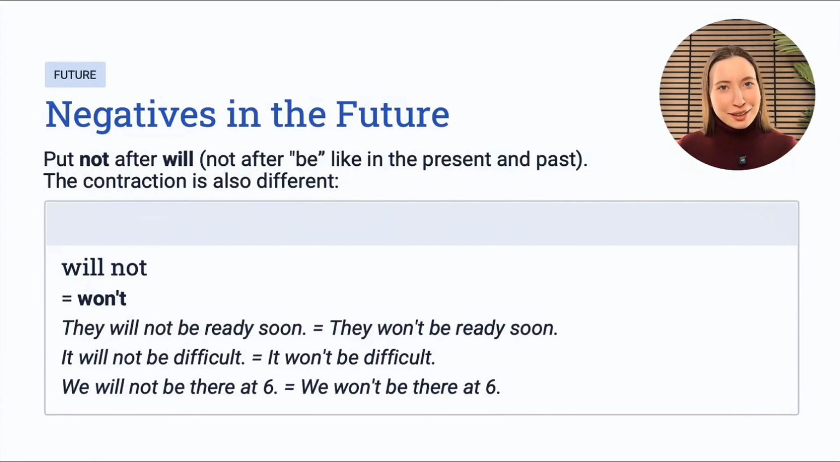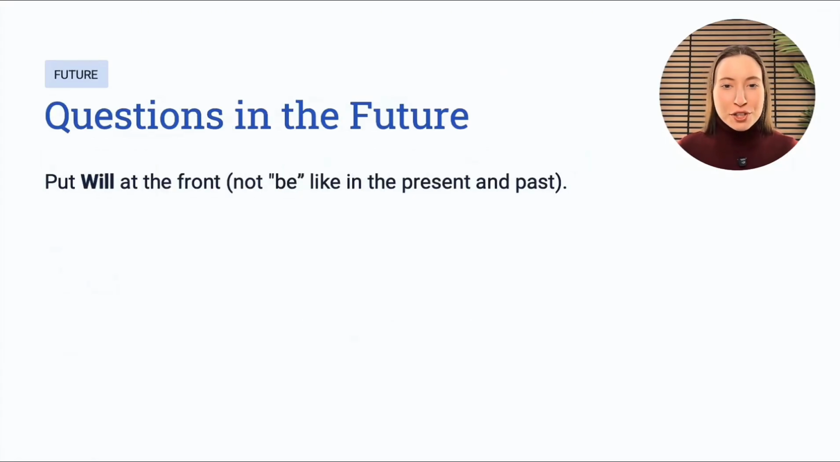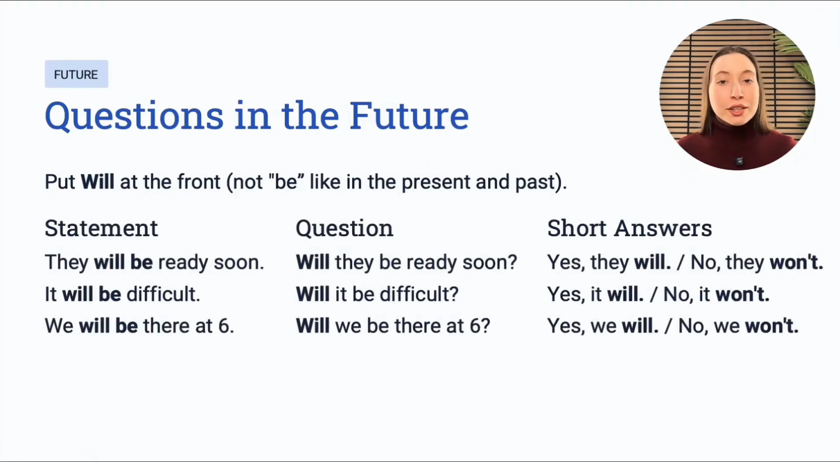And the last part, to make questions, we put will at the front, not be, like in the present and past. For example, they will be ready soon turns into will they be ready soon? And possible answers are yes, they will, no, they won't. Another example, it will be difficult. Will it be difficult? Yes, it will, no, it won't. We will be there at 6. Will we be there at 6? Yes, we will, no, we won't.